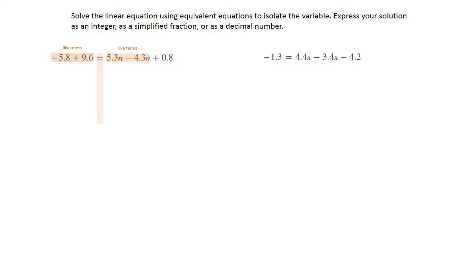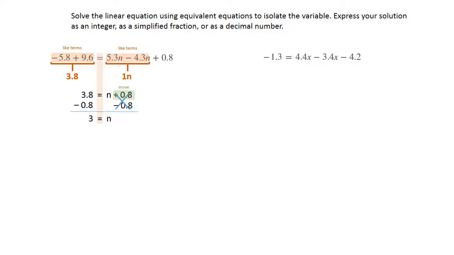So the negative 5.8 plus 9.6 is going to become positive 3.8, and the 5.3 minus 4.3 is actually 1, which is 1n. So now we can rewrite what we've got. The 3.8 equals n plus 0.8, because when you have a 1, you can actually drop the 1 and just have the letter by itself. Now we're at the point where we just have to decide what we need to move. So we're going to move the 0.8. It is currently being added, so we're going to subtract it from both sides. And that leaves us with 3 on the left-hand side equal to n.